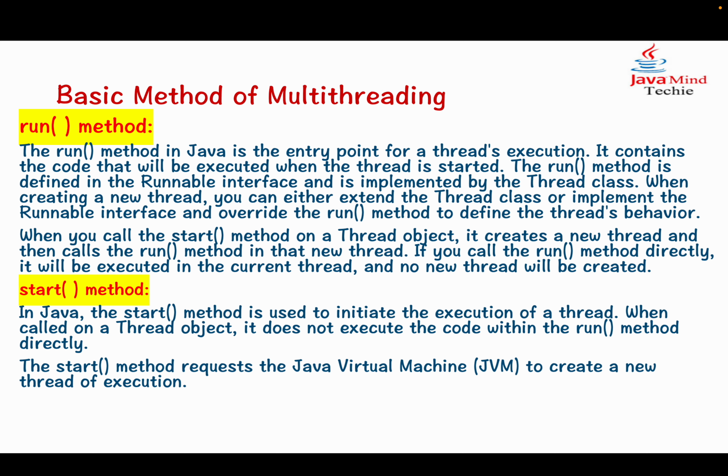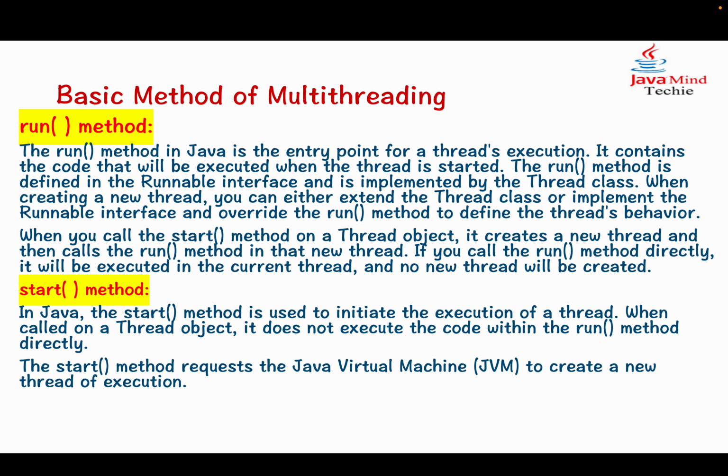So that means the run method in Java is the entry point for thread execution. It contains the code that will execute when the thread is started, because when you call the start method, only then will this run method be invoked. So guys, the run method is defined in the Runnable interface. Already I've explained it in debug mode, right? This run method is defined in the Runnable interface, which is an abstract method, and is implemented by the Thread class. When creating a new thread, guys, you can either extend the Thread class or implement the Runnable interface, right? And override the run method to define our thread behaviors. This thing I completely explained end to end. I hope you have seen my video, guys.